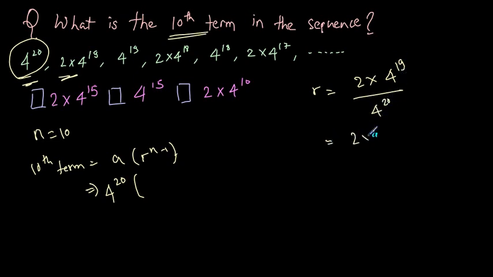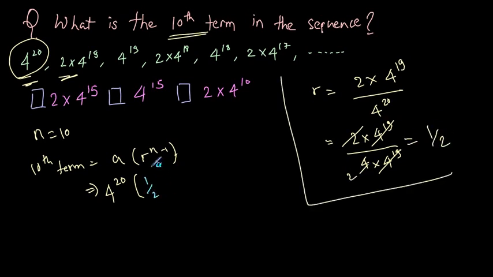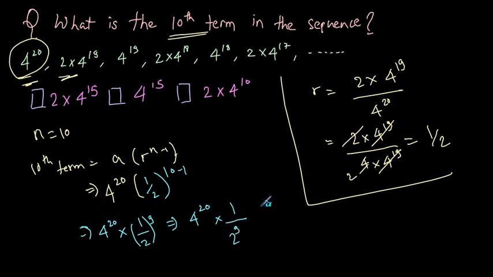Okay, let's solve this. 2 into 4 raised to 19 divided by 4 raised to 20 can be written as 4 into 4 raised to 19 in the denominator, and 4 raised to 19 and 4 raised to 19 get cancelled, and 2 by 4 is 1 by 2. So r is 1 by 2. The nth term is a into r raised to n minus 1, and n is 10 minus 1. So that gives us 4 raised to 20 into 1 by 2 raised to 9.